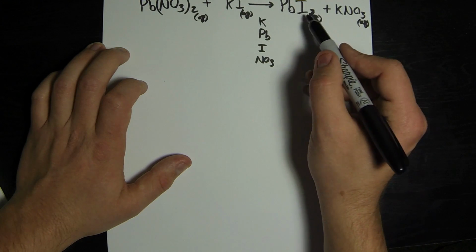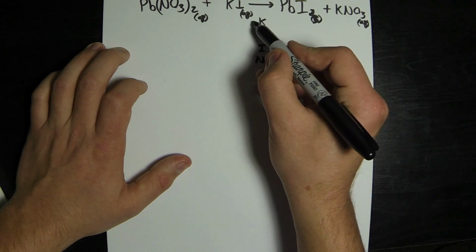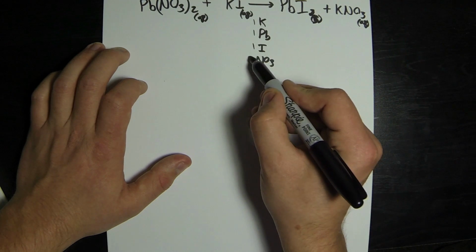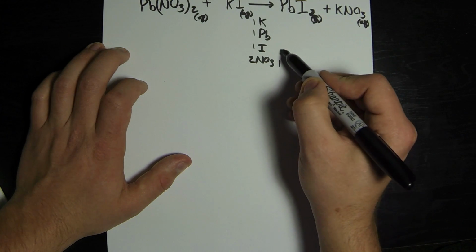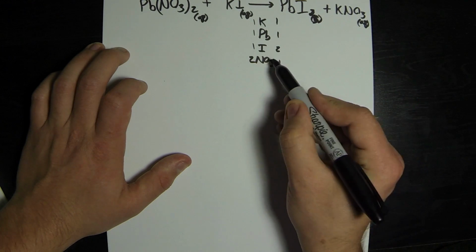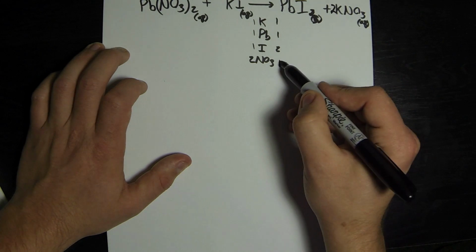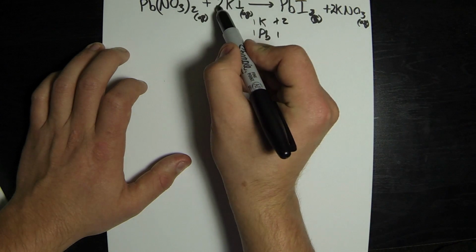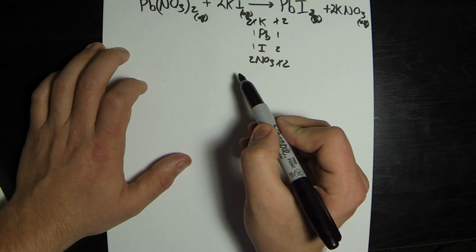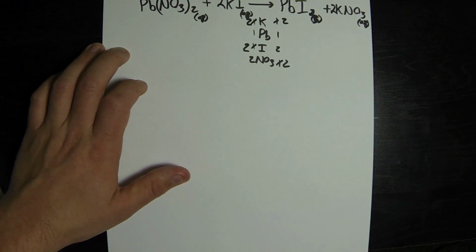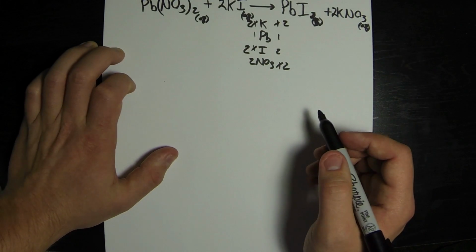We need to get to, let's see, so we've got 1, we've got 1 and 2. 1, 2, 1, 1. So let's go ahead and multiply this by 2. So we get 2 here, 2 here. Now we're going to have to multiply this by 2. We get 2 here and 2 here. So we're balanced. Boom. Done. Like it.